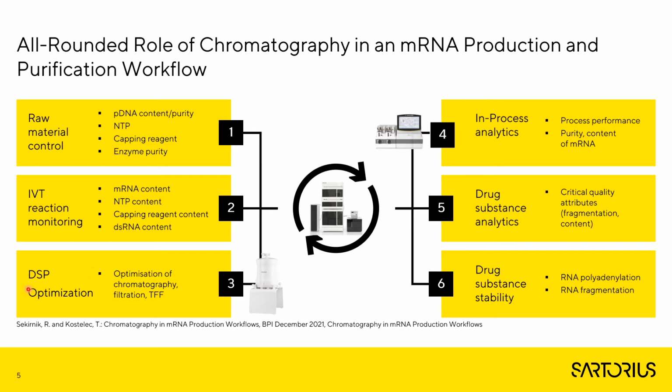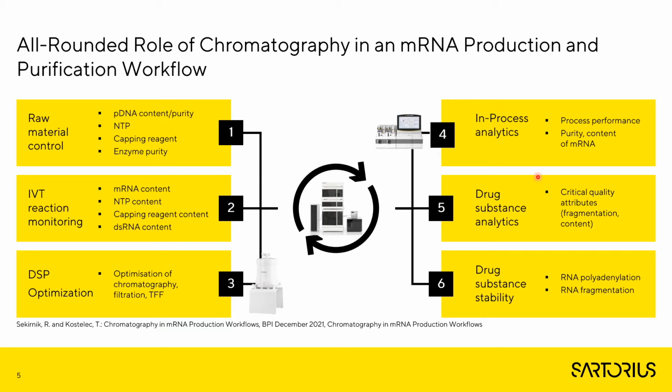Once we produce the RNA, we can of course look at chromatography for purification, so as a unit operation in the downstream process, but we can also look at analytical chromatography to support us with optimization of the purification process, so to optimize the chromatographic steps, to optimize the filtration, the TFF steps. But we can also use analytical chromatography to monitor and track in real time the purification process of our RNA product. And so we can use analytical chromatography as an in-process analytical tool, which will help us ensure that we get a consistent quality and a robust production and purification process.